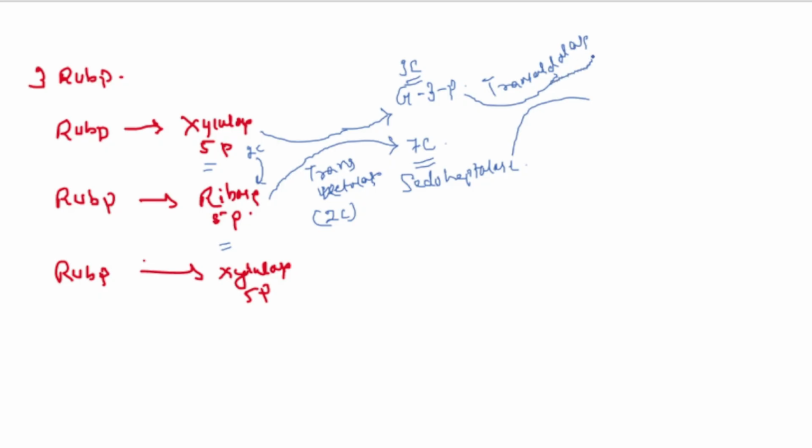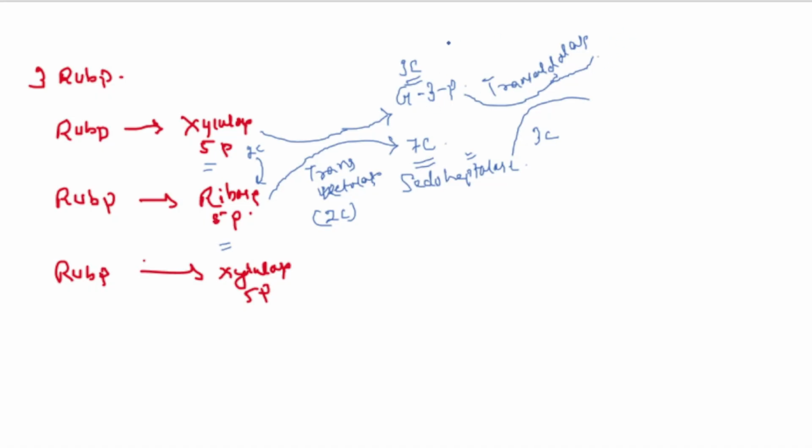Okay, what this transaldolase will do, it will help in transferring the carbons from pseudoheptulose. Here how many carbons will be transferred? Here 3 carbons will be transferred at a time. If 3 carbon is being transferred from the pseudoheptulose, it will be taken up by the glyceraldehyde 3-phosphate.